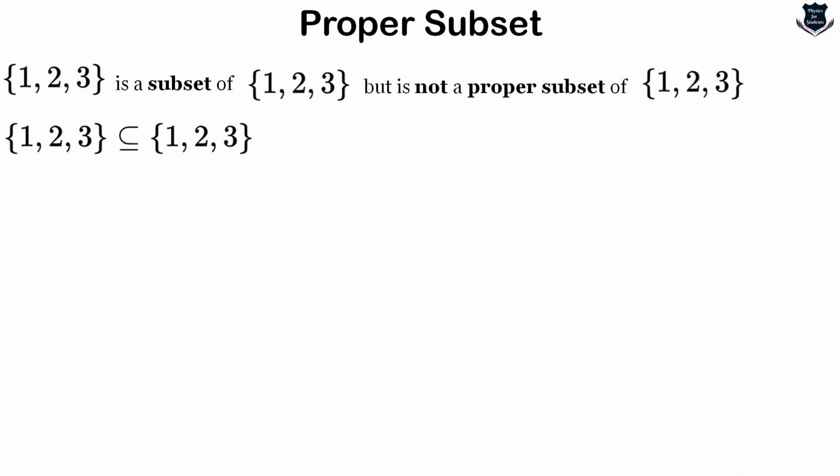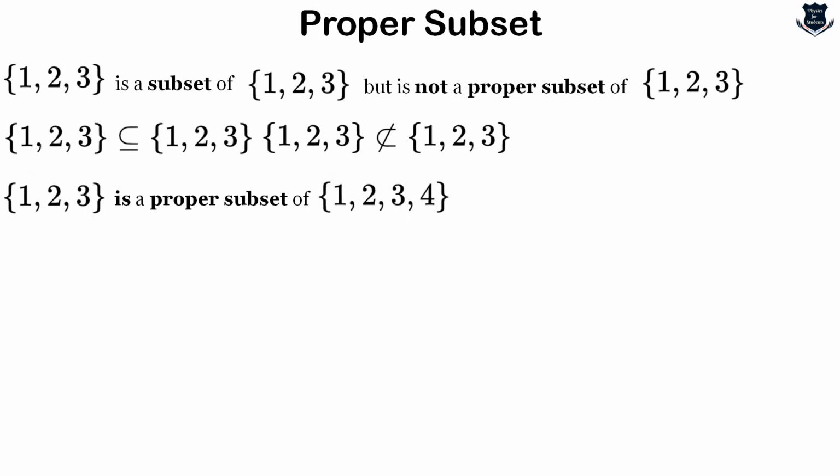Now, but it is not a proper subset of {1, 2, 3}. Why? Because {1, 2, 3} and {1, 2, 3} both are common. And we have seen in the previous definition that B should have one extra element which is not in A. So we write it as this. {1, 2, 3} is not a proper subset of this.